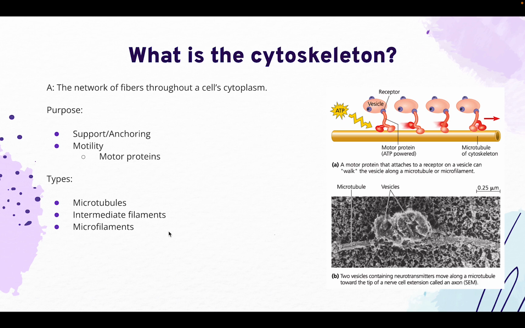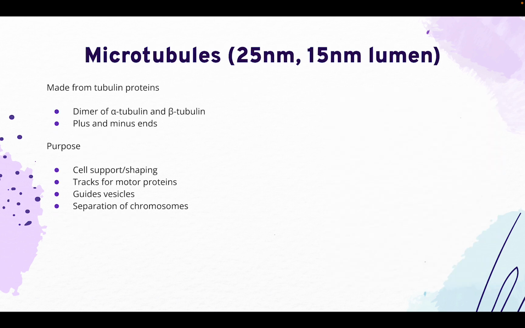And then there's three major types of cytoskeletal elements. There's microtubules, intermediate filaments, and microfilaments. And those are in the order of thickest to thinnest. All right, so let's talk about microtubules first. They're about 25 nanometers across, and the lumen, which is like the hole inside since it's a hollow tube, is about 15 nanometers across.